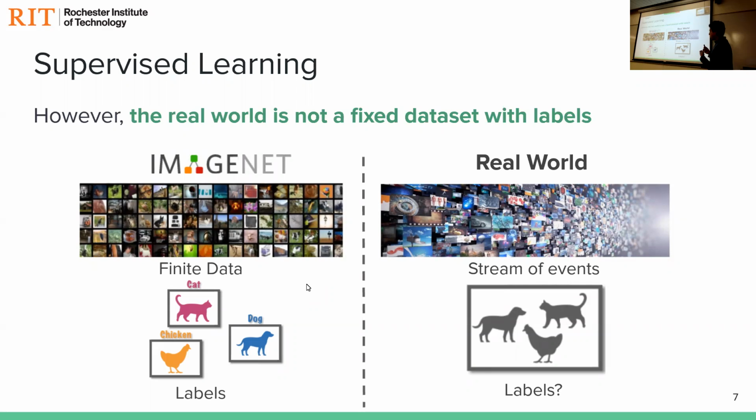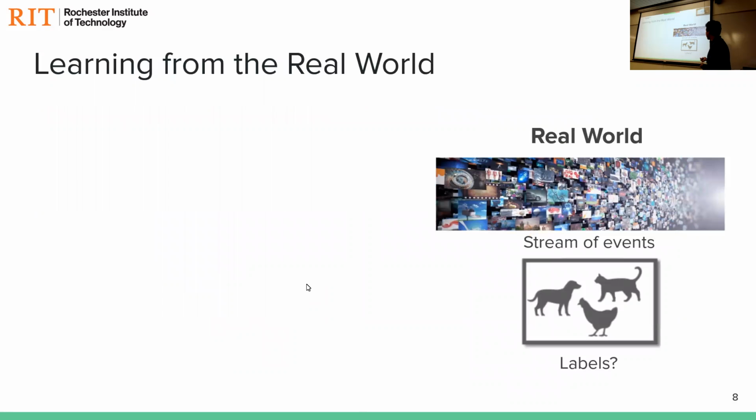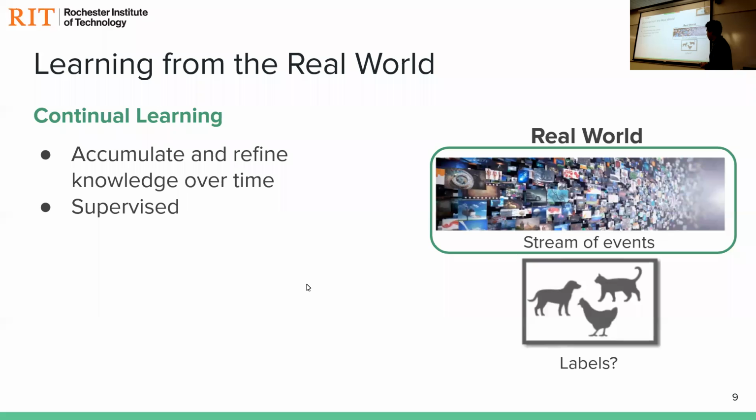But in the real world, how we experience that is actually a stream of events. If we experience the visual world, we are just getting images all the time to us. And we might not have labels all the time because of the nature of this streaming of data. Labels might not be available right away. So if we want to learn from the real world, which has these two characteristics, we need to deal with those two. So there is something called continual learning, which deals with this characteristic of a stream of events.